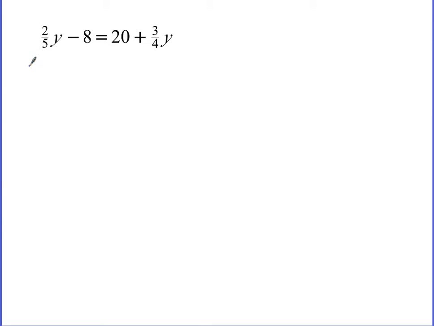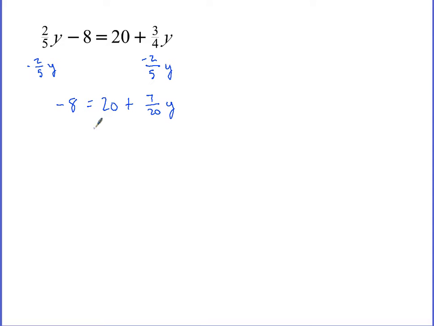So subtract 2/5, oops, 2/5 y. I guess we should be proper here. And in these calculators, you can use fractions. Down in the bottom left corner, there's the ABC button. So I just put in 3 ABC 4 minus 2 ABC 5. And that tells me 7/20. So I have negative 8 equals 20 plus 7/20 y.